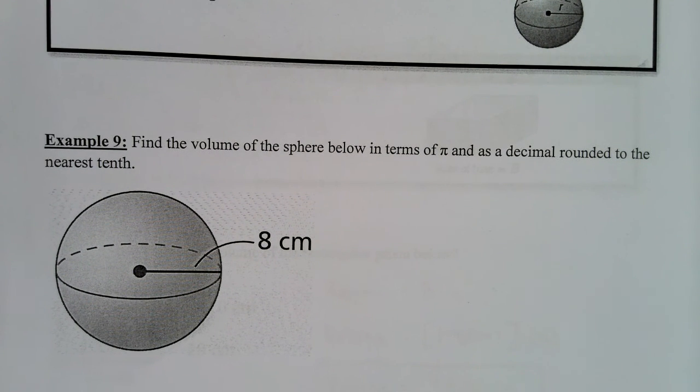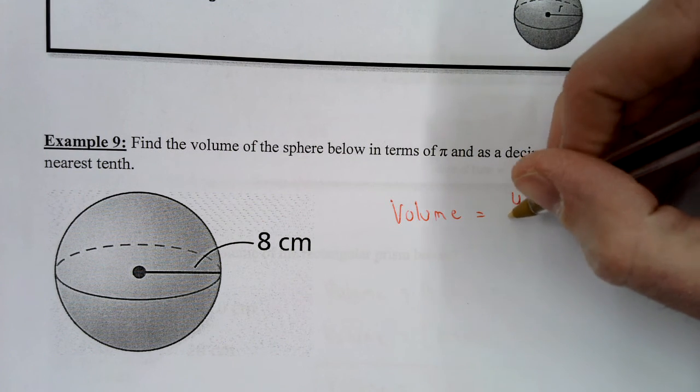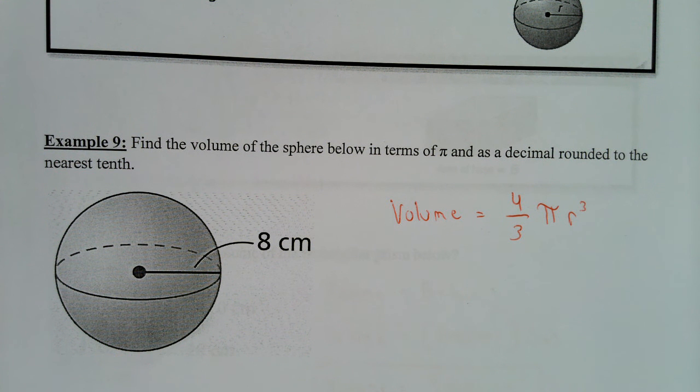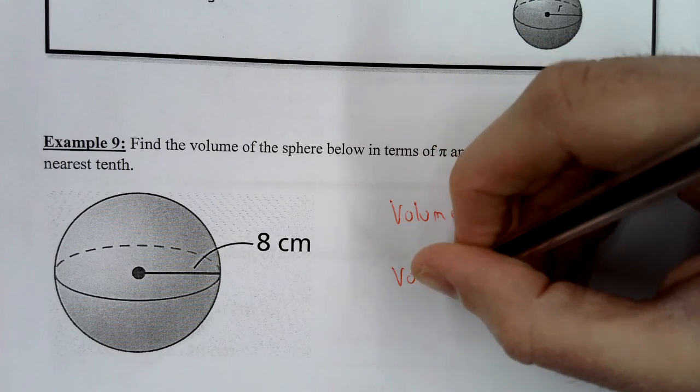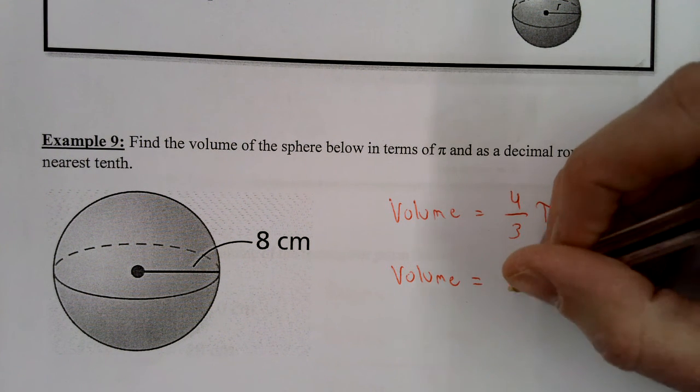Find the volume of the sphere below in terms of pi and as a decimal rounded to the nearest tenth. So here's my formula. 4/3 times pi times radius cubed. And this time you're given the radius. Sometimes you may be given the diameter, so just watch out for that. This time we are given the radius. So we're going to do 4/3 times pi times 8 cubed.